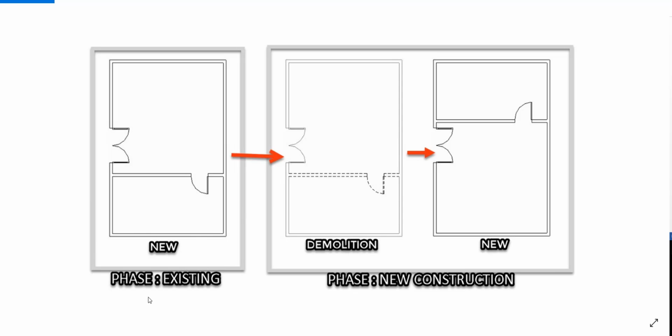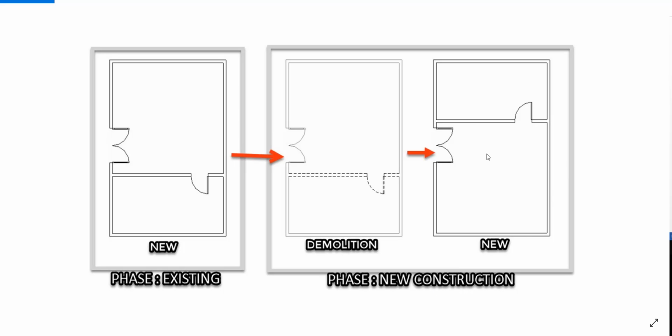So in the existing phase, we have an existing building that was built in the past, but we can call it as a new construction to phase existing, since it was being built in the existing phase. And in the new construction phase, we have 2 activities, which is demolition and new construction. So we basically only need 2 phases, existing phase and new construction phase.